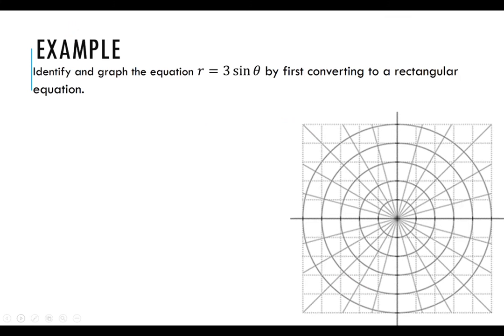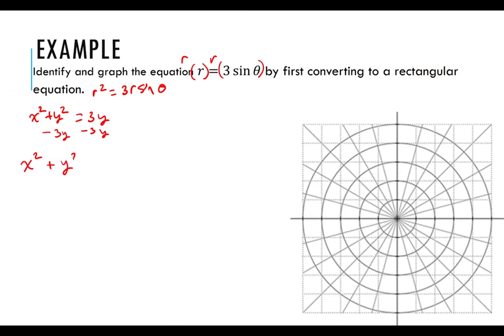R equals 3 sine theta. Step 1, convert this to rectangular coordinates. So let's multiply both sides by r. Then I get that r squared is equal to 3r sine theta. Then r squared is equal to x squared plus y squared. R sine theta is equal to y. So then we need to get everything to one side. Let's subtract 3y from both sides. When I do this, I'm going to go ahead and reorganize it. X squared plus y squared minus 3y plus, leave some space, is equal to 0.